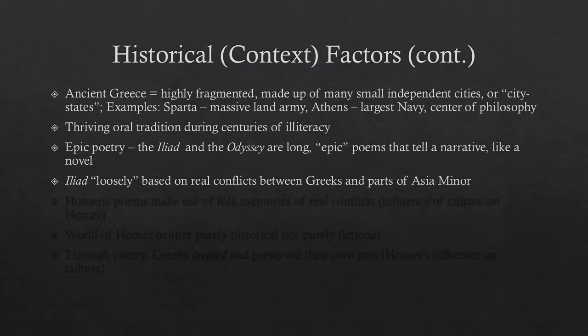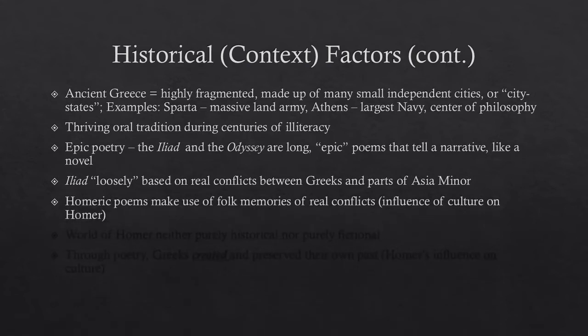Historical context: the Iliad was loosely based on real conflicts between Greeks and parts of Asia Minor. So Troy would be located in modern-day Asia Minor, and there were battles between Greeks and various Asia Minor countries. And so Homer and the earlier authors of the Iliad took those conflicts and picked one and made it into a story. So it's very close to what today we would call historical fiction. And the oral tradition very much wanted to remember these battles and why they were significant. And so that's how the Iliad came to be.